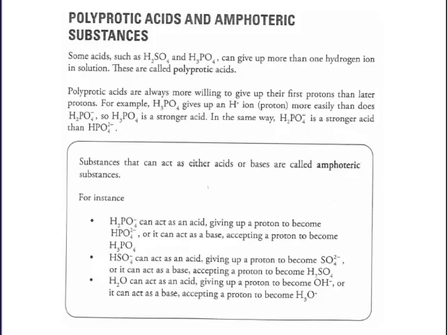For polyprotic acids and amphoteric substances, some acids such as H2SO4 and H3PO4 can give up more than one hydrogen, but they only give up one hydrogen at a time. They're called polyprotic acids. Poly, more than one, protic, hydrogens. Once it loses one proton, it's going to become a weaker and weaker acid. So H2PO4 negative is a stronger acid than HPO4 negative 2. H2SO4 is a strong acid, while HSO4 negative is a weak acid.